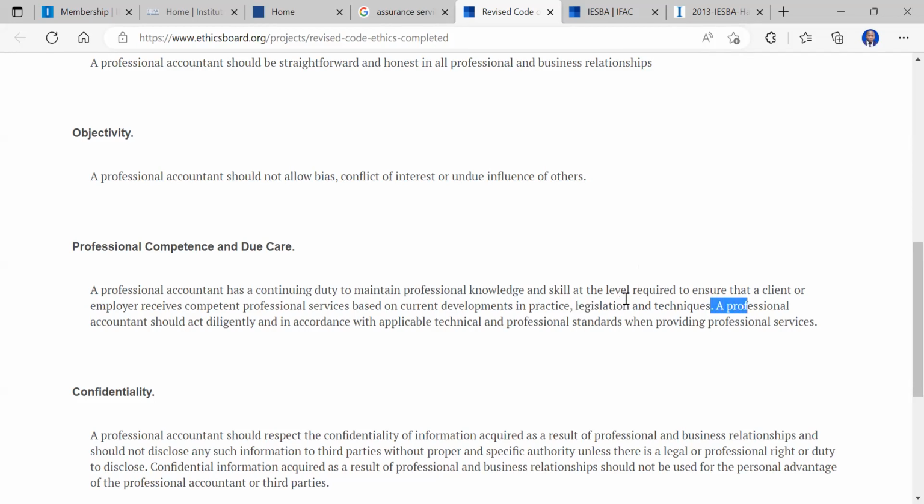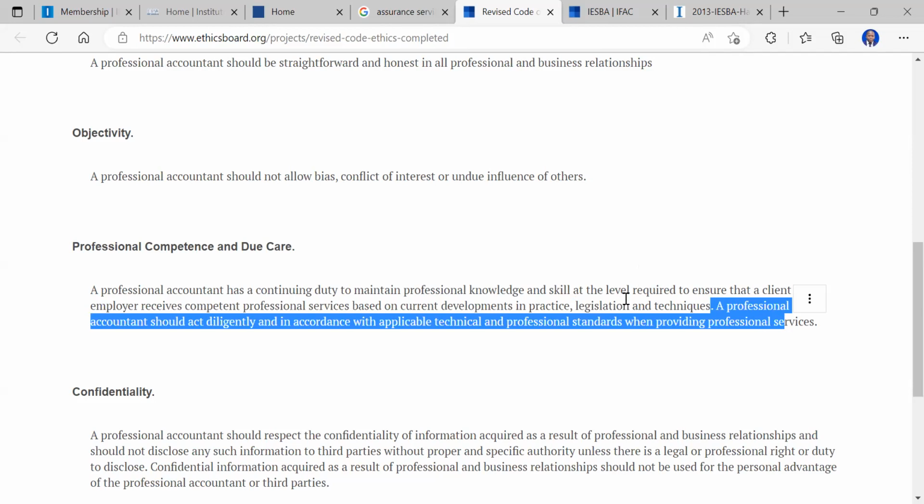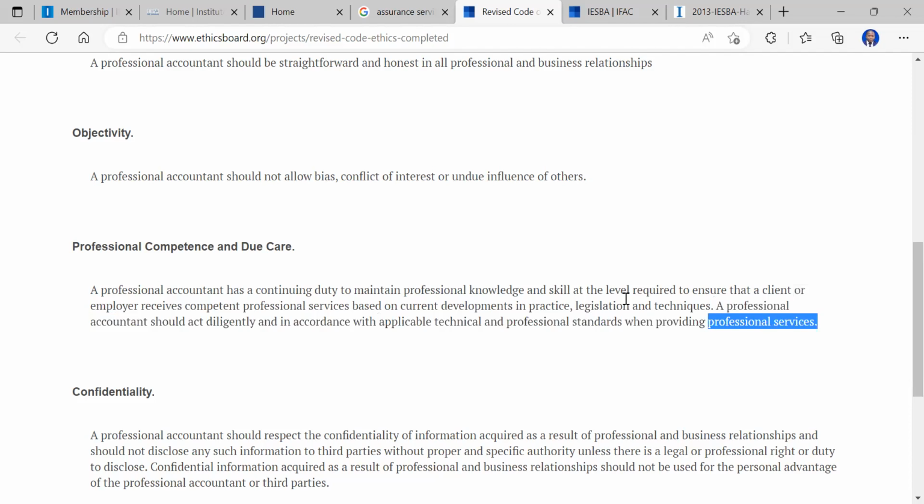And then an accountant should act diligently, and in accordance with the applicable technical and professional standards when providing professional services, okay? The word professional services is speaking especially to the accounting firms, like the firm I work for, which provides services around auditing, services around advisory, services around taxes, and so on, okay? That is the professional competence and due care.